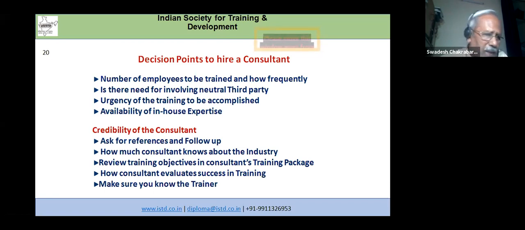So we've seen various things involved in it. We have seen the capabilities of the trainer, his personal characteristics, his attitude, his skill. We have seen that you need to manage trainers. We have seen that we need to have consultants, when consultants are required, and what points to take care of while hiring a consultant.